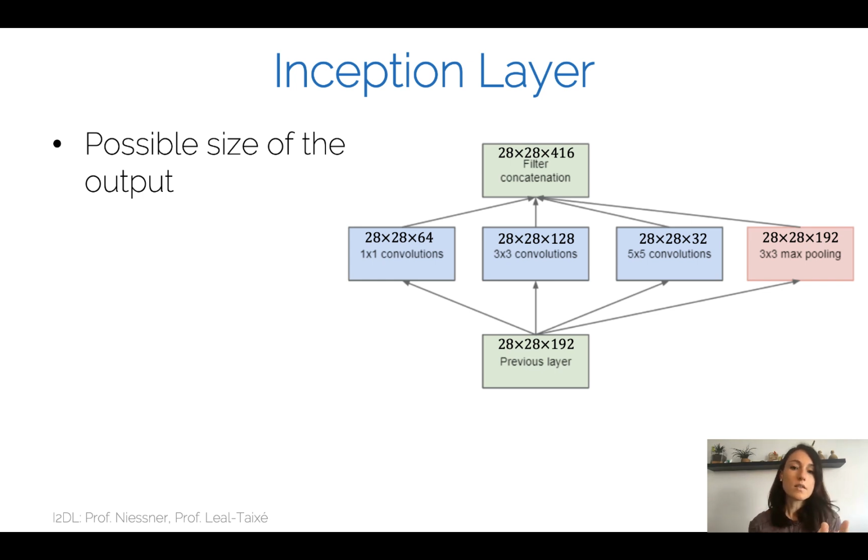So we take all of these representations and we concatenate them in the number of channels, which means that we will end up with a representation which is 28 by 28 by 416. So from one layer to the next, we have gone from 192 to 416. So of course, this is absolutely not sustainable.